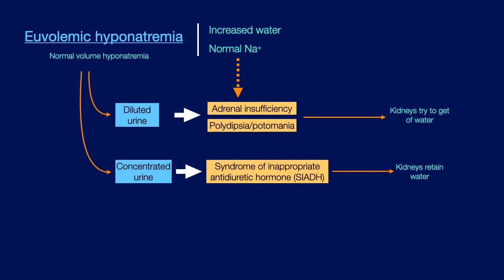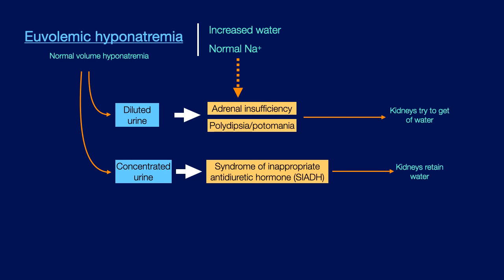Then a third category is euvolemic hyponatremia, also known as normal volume hyponatremia. This is where there's a normal body sodium but an increase in total body water. The reason it is given this name is that you don't have water pouring into the interstitial space, and therefore there's no edema and so no clinical signs of hypervolemia.